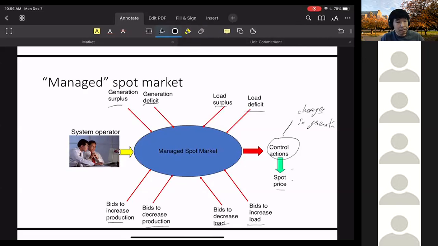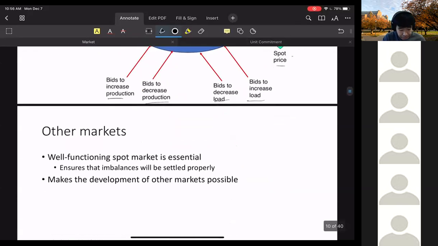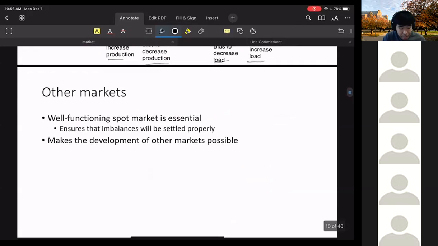This is the spot market, and it goes on at least every hour of every day, if not faster. For some systems it goes on every 15 minutes or so, a very fast market. The well-functioning of the spot market is of course very important. There's a big legal framework nowadays that makes sure the spot market works out well.